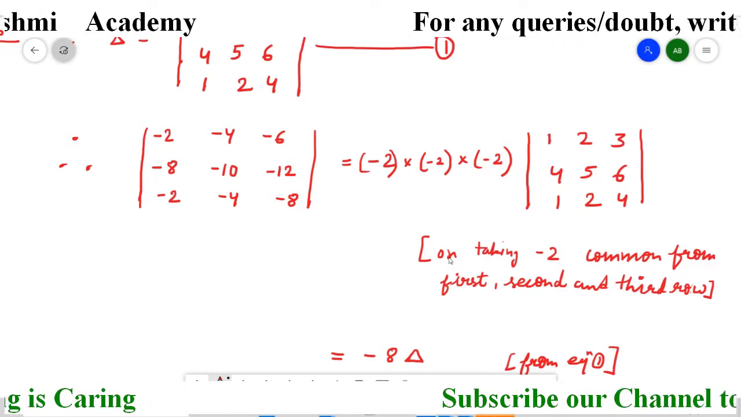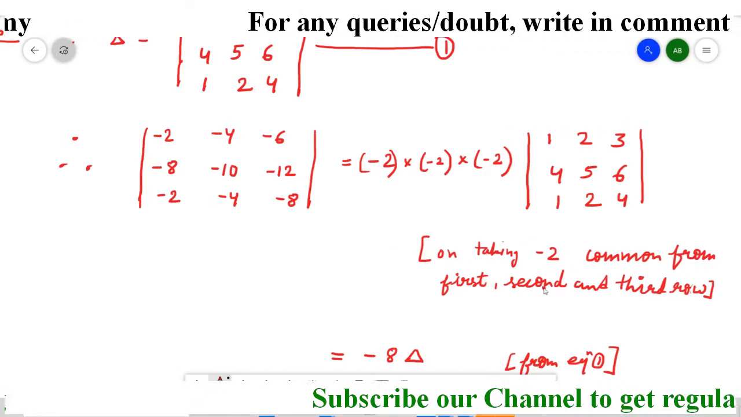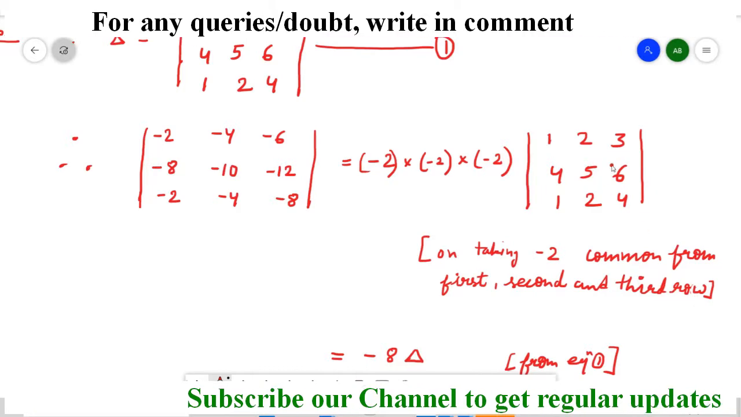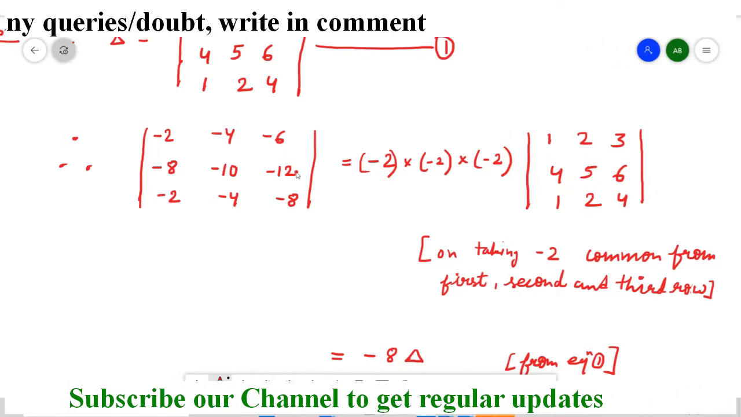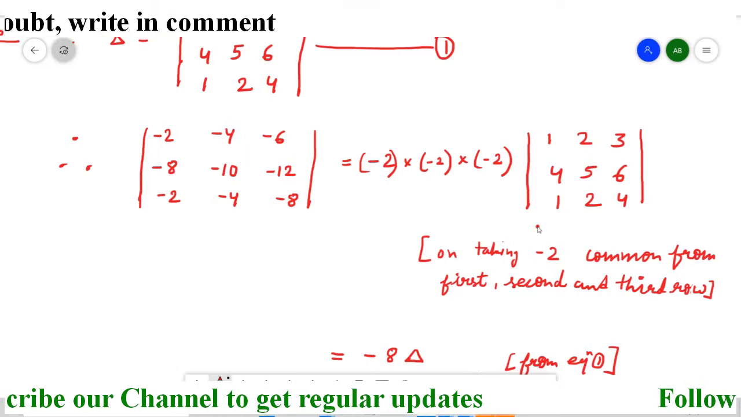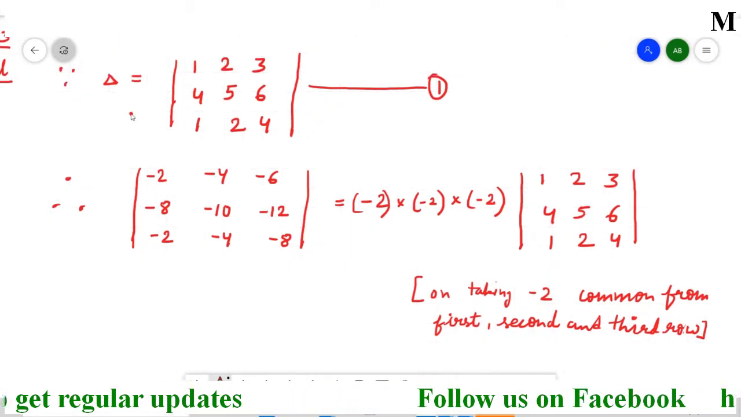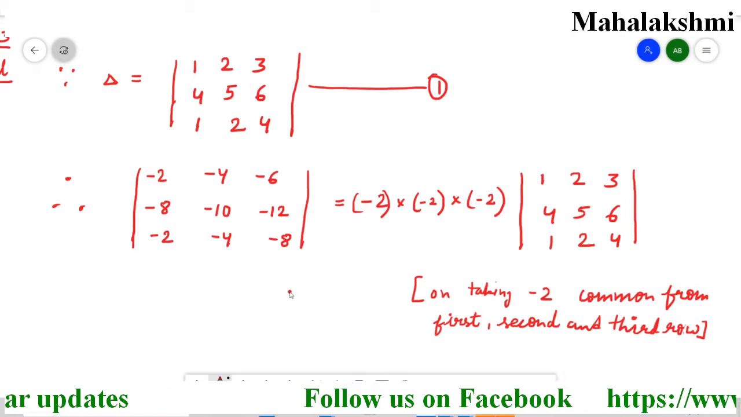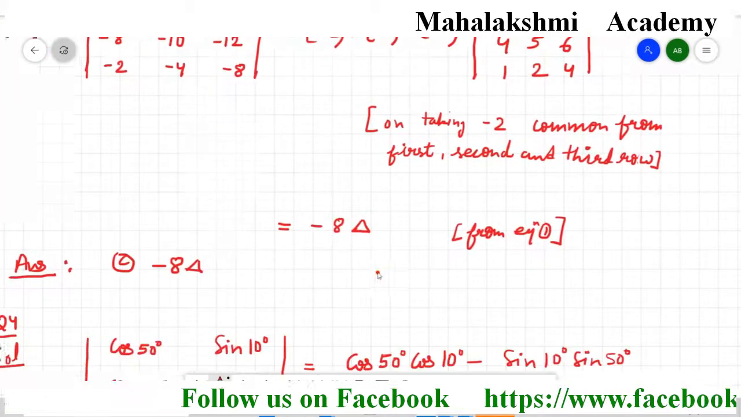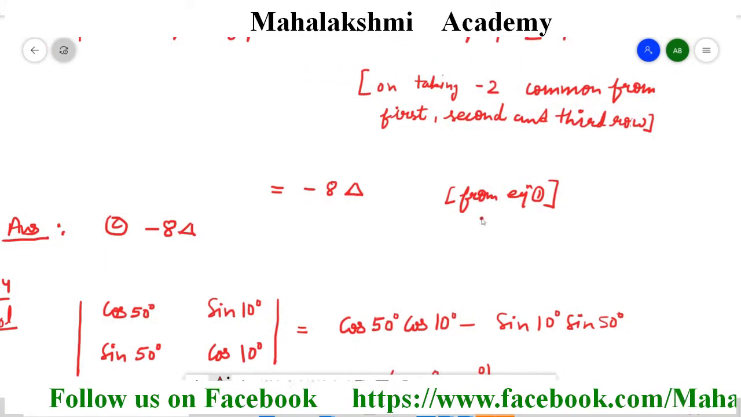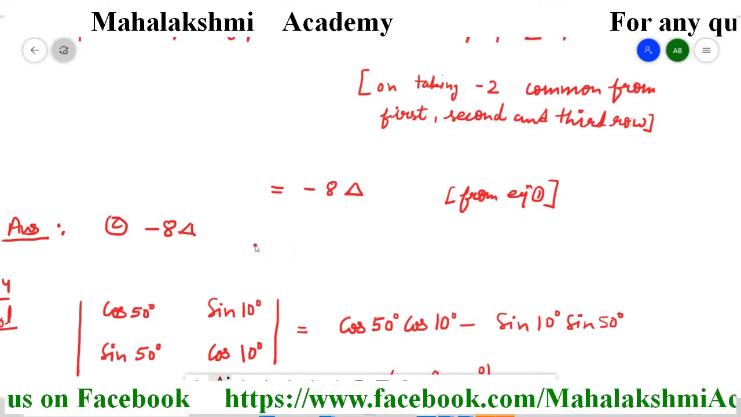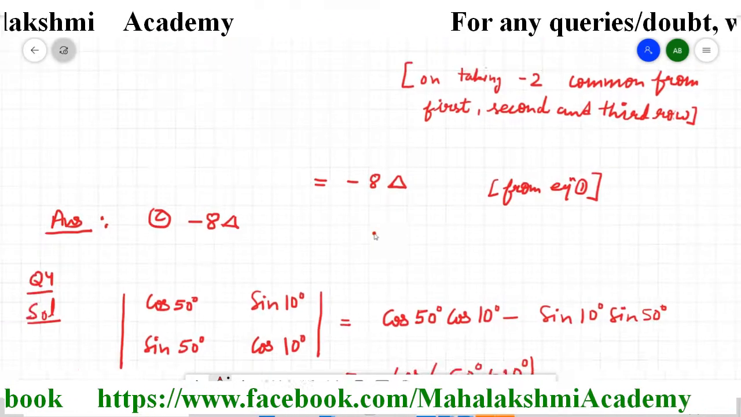Anyone, just opt. So on taking minus 2 common from the first, second and third row, we are remained with this determinant, and this determinant is already delta. So instead of this determinant we will write its value as delta. So you see what we obtained here, minus 2 delta, that is from equation 1 when we put the value. So the answer is correct, C is correct.